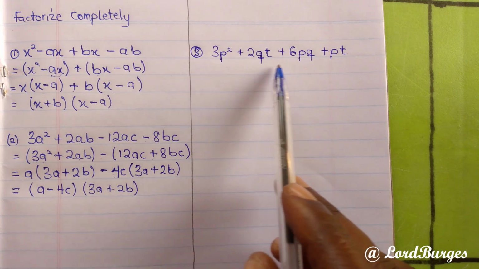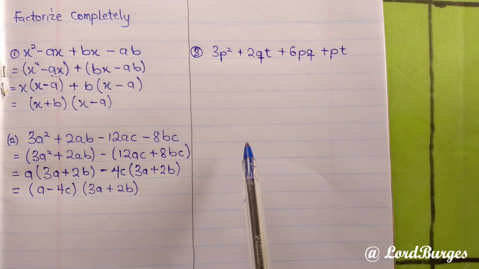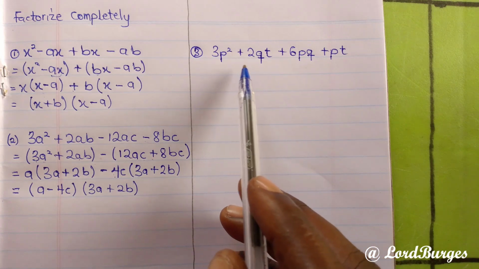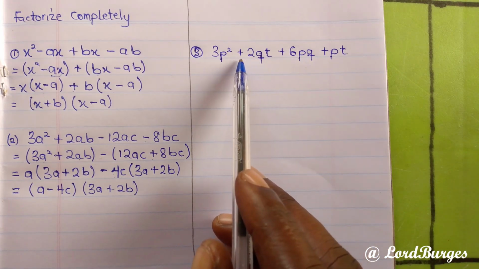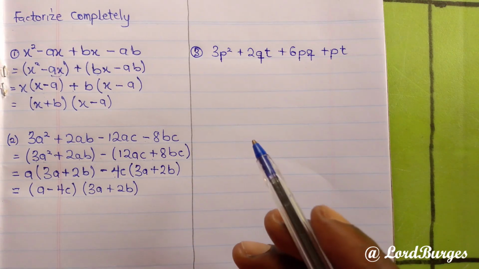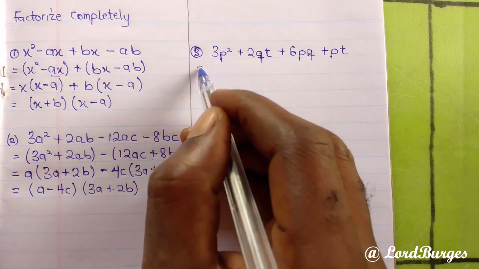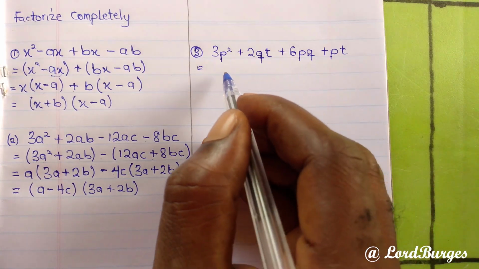This is what I have now. And as usual, I'm supposed to group them, by looking at 3p squared plus 2qt. There is nothing in common. So what you need to do is to rearrange your expression such that you can have something in common.